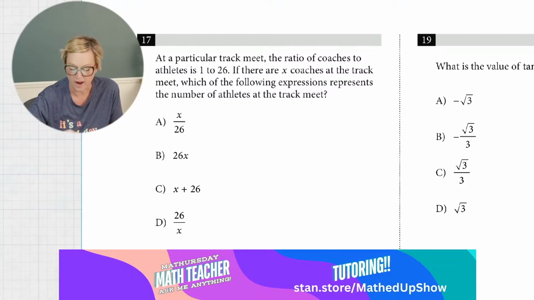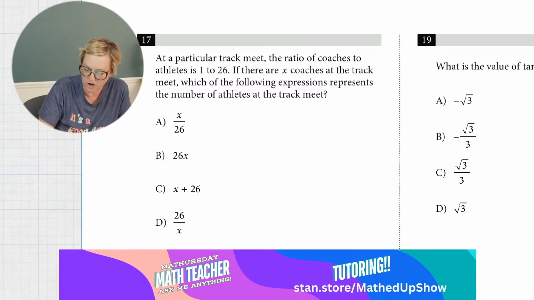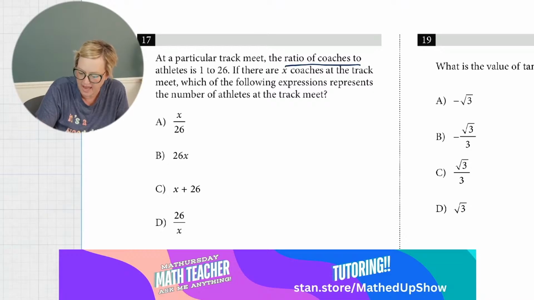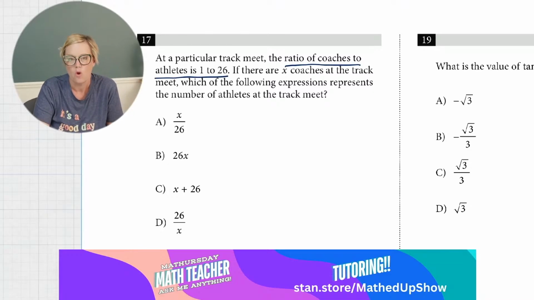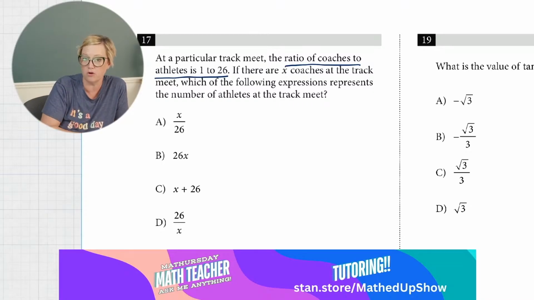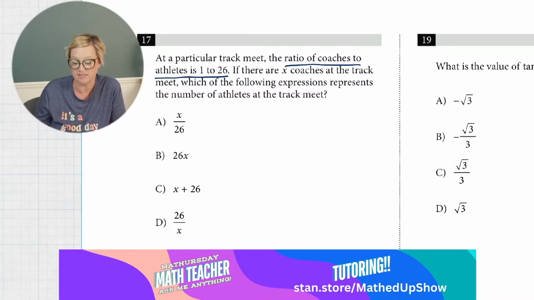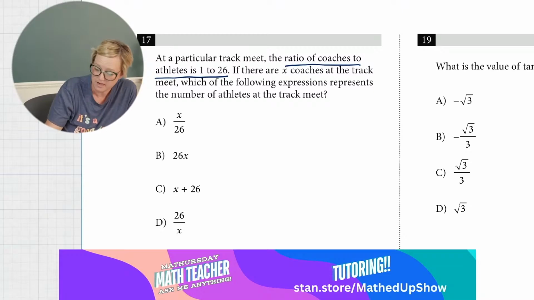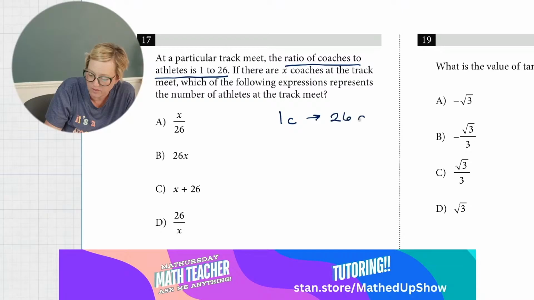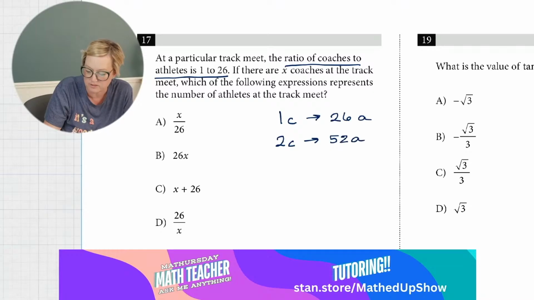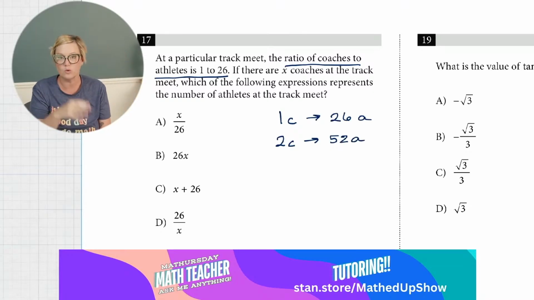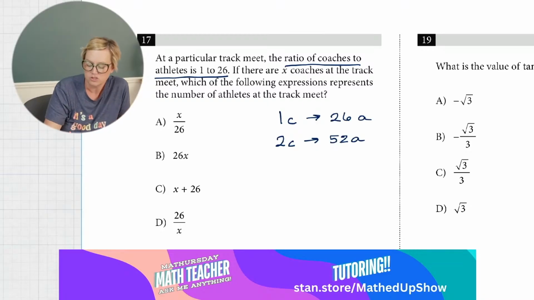Okay, let's talk about what a ratio is. We've got the ratio of coaches to athletes is 1 to 26. What that means is for every one coach, there are 26 athletes. That's a lot of athletes to keep track of. So if there's one coach, there are 26 athletes. If there are two coaches, there are 52 athletes, because for each coach you've got 26 and 26, so that's 52. So 3 coaches, 4 coaches.